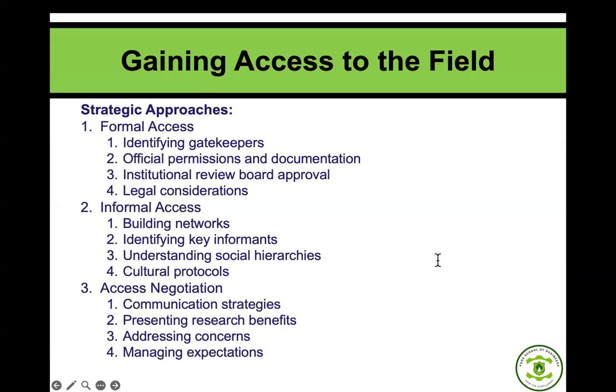Then we also have informal access. You can also gain access to the organization or gain access to participants informally. And this involves the human element largely. You can build networks within your research setting and then identify key informants who can guide you. And then you can understand the different kinds of hierarchies that are there and how you can learn maybe cultural protocols to help you navigate your way through in an informal way. Then the third one is access negotiation. As a researcher, your communication strategy is very important.